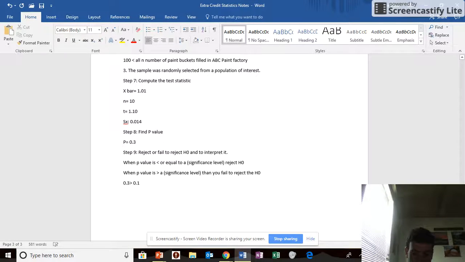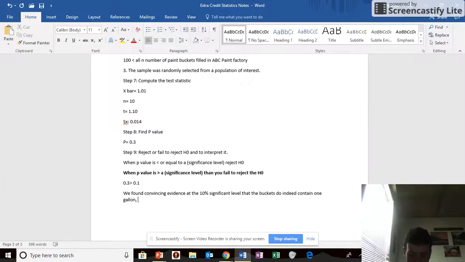So in this case, we want to do this option, where you fail to reject the null hypothesis. So that means we can interpret the data now. So we found convincing evidence at the 10% significance level that the buckets do indeed contain 1 gallon.